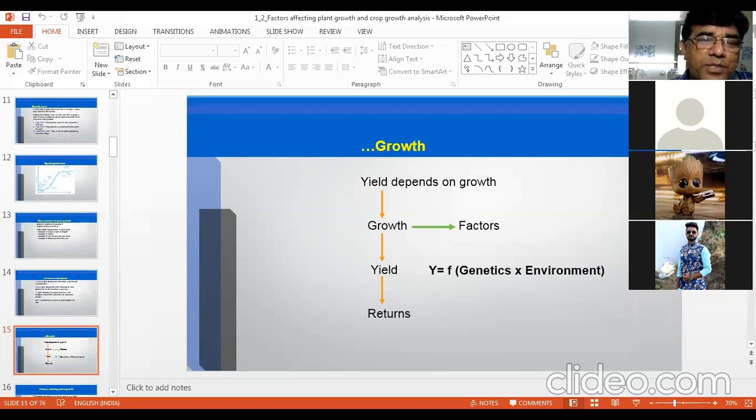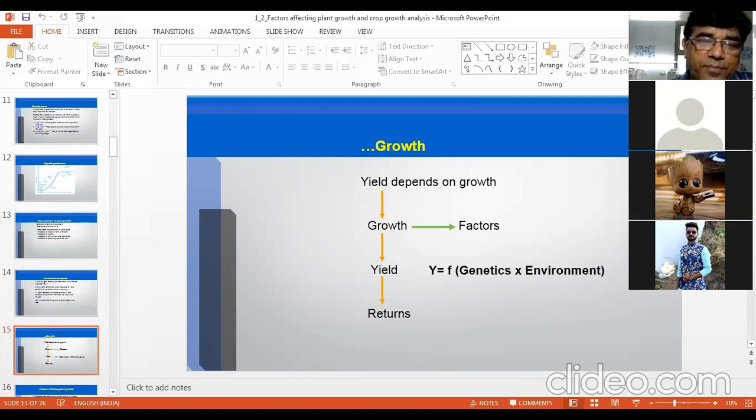If your growth is too high, then also sometimes you may not get good yields, particularly in crops where the reproductive phase or stage is affected by excessive vegetative growth. In those cases, you cannot get better yields. So you want to optimize the yield, and for optimization of yield, we need optimum growth, not lower growth or too high growth.